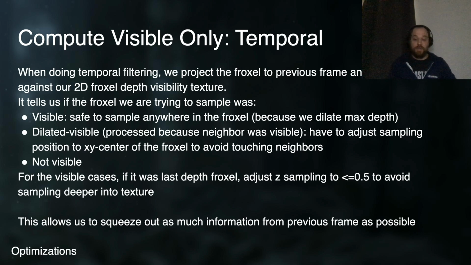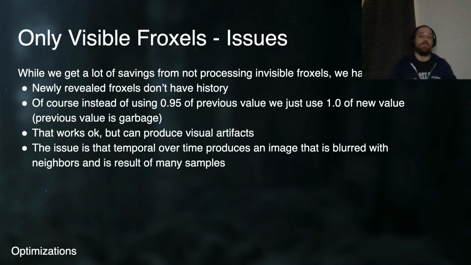It could also be just not visible. And also for all those visible cases, we need to look at whether it was the last slice of the visible Froxels, in which case we can only sample up to 0.5 and adjust our sampling position up to 0.5 for that particular Froxel. That allows us to squeeze out as much information as possible from the previous frame. So that's great, and the newly revealed information just gets a 1.0 blend for temporal.